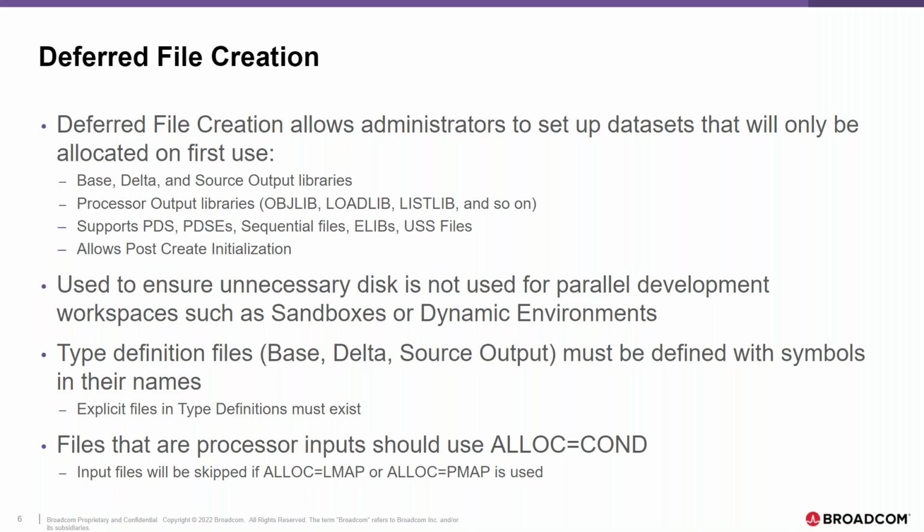One thing to note: type definition files, base, delta, source, and output all have to be defined with symbols in their name. Explicit files and type definitions must exist. And lastly, any processor inputs should use ALLOC=COND. If you have input files that are using ALLOC=LMAP or PMAP, those are going to be skipped. And so that's a very important consideration in terms of your processors.